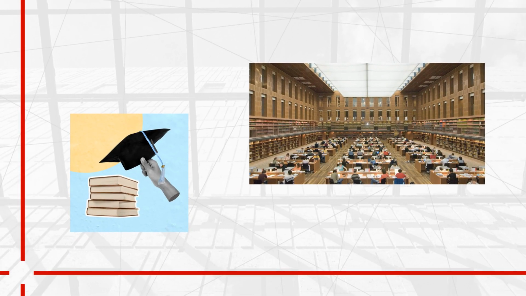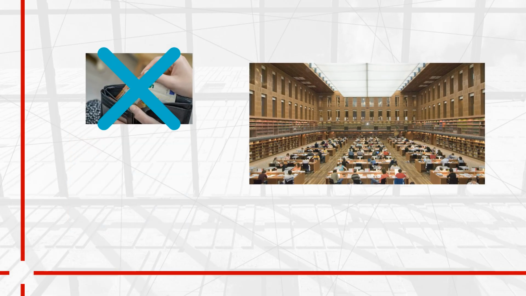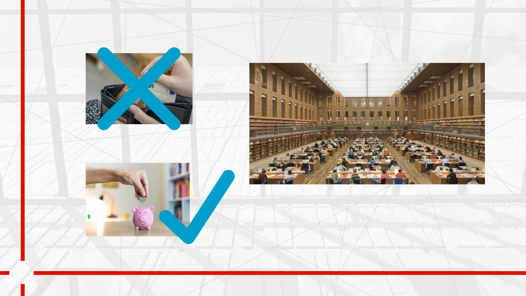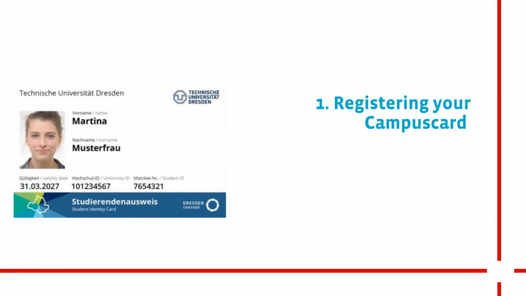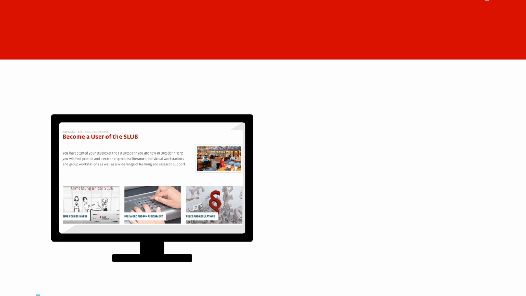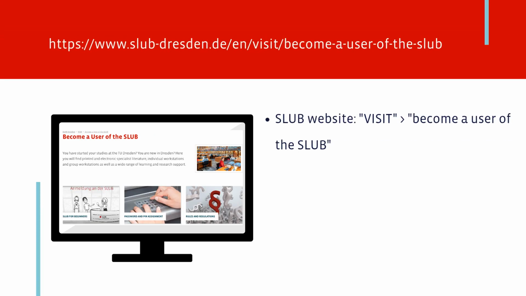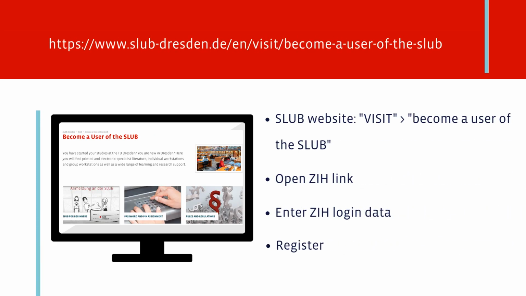The SLUB is one of the largest academic libraries in Germany. Use is free of charge. You will now learn how to register your campus card as a library card. Please log into your ZIH account and register the card for use in the library.